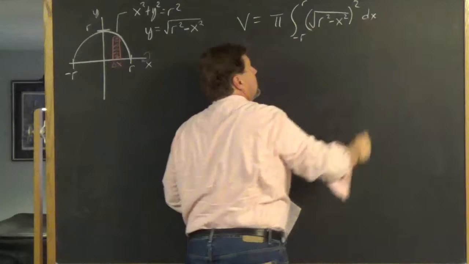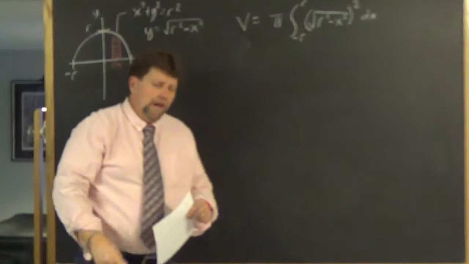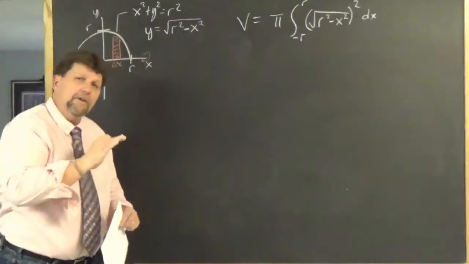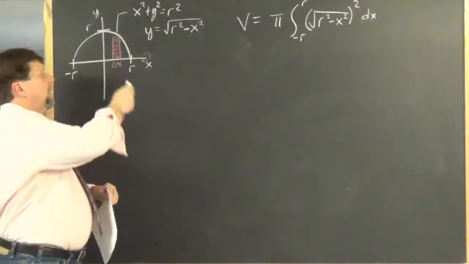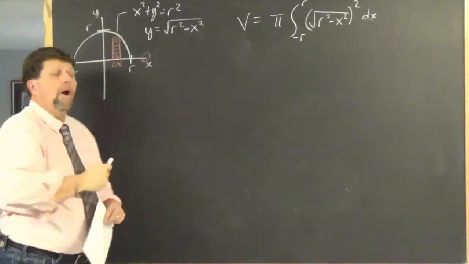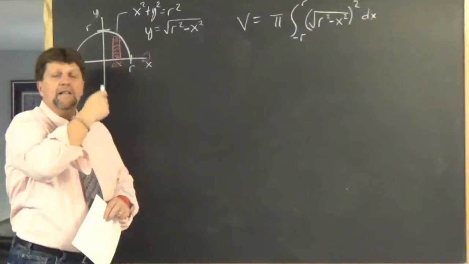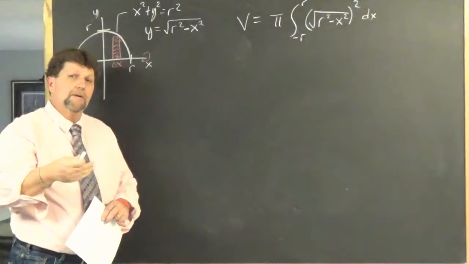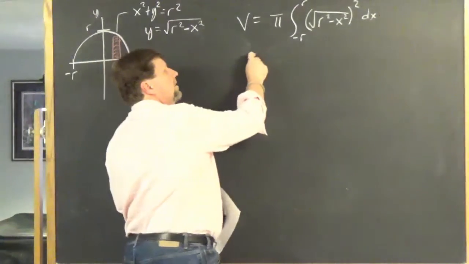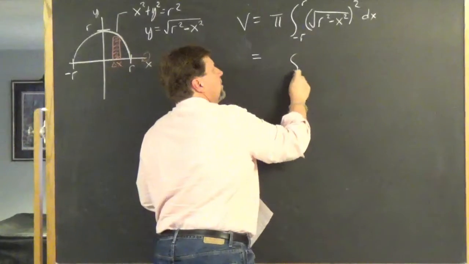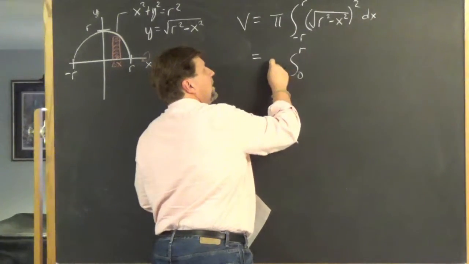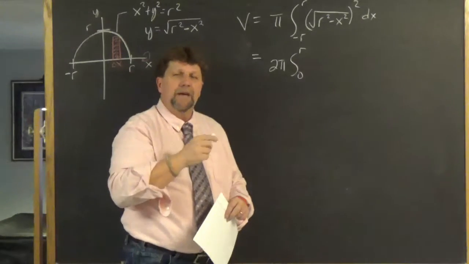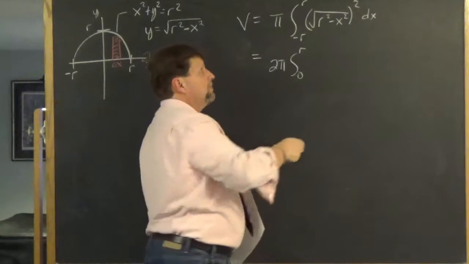squared dx. Now before I go any further, I should mention that I could make use of symmetry here because we're symmetric about the y-axis. The top half is an even function. So I could integrate from 0 to r and then multiply by 2. And I think I'm going to do that here. I think it might just make it a little easier for me.